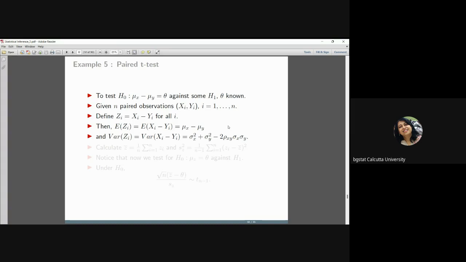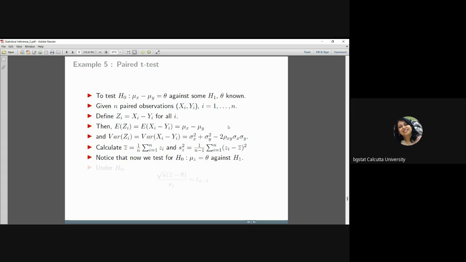In general, the mean of z is mu x minus mu y. The variance of z, I can calculate using some formula, but note that it depends on sigma x square, sigma y square, rho, and all of these are unknown. So in terms of this new variable z, I now have a situation where I want to test for the mean being 0, but I don't know the variance.